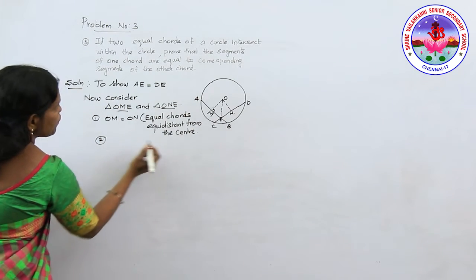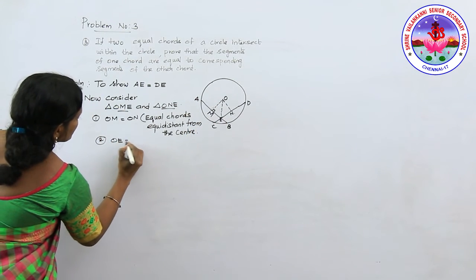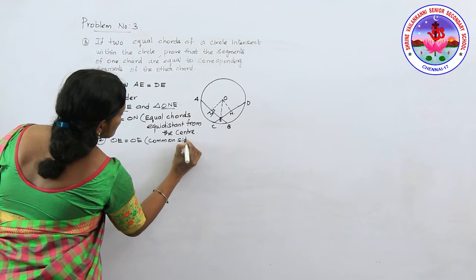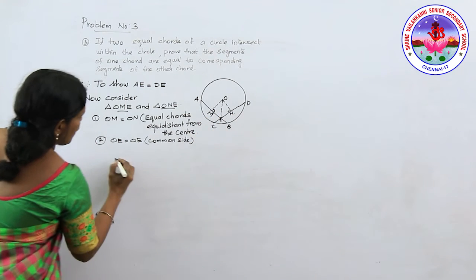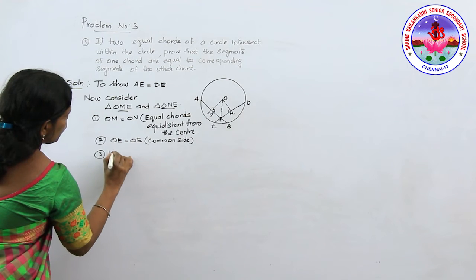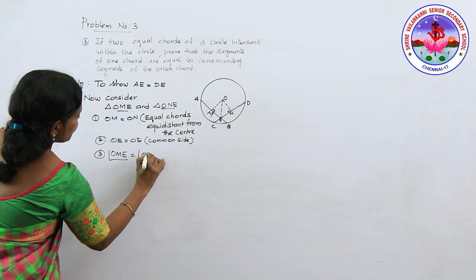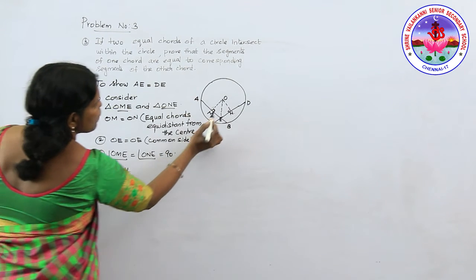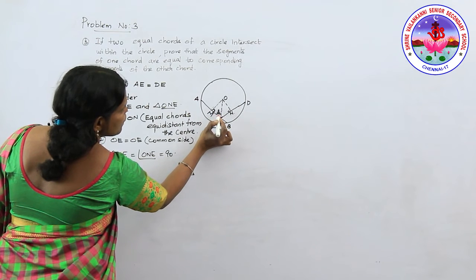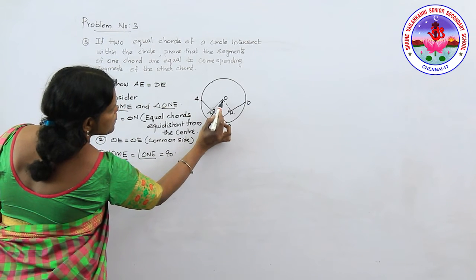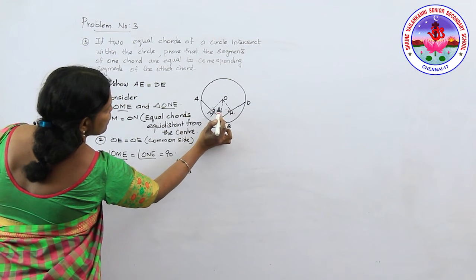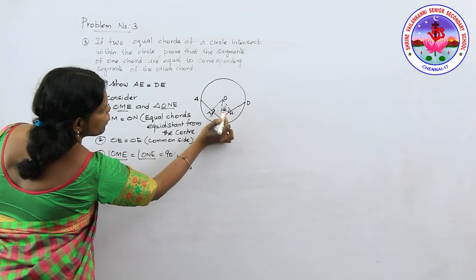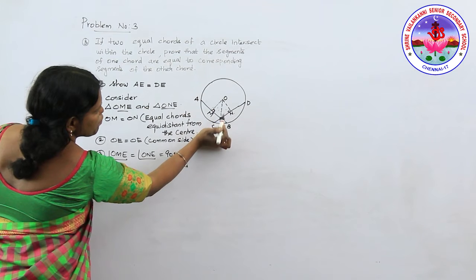Next point, I know that OE is a common side. Since this is perpendicular, I am writing angle OME is equal to angle ONE, which is 90. I can use RHS congruence, where RHS states that if the hypotenuse and one side of a triangle are equivalent to the hypotenuse and one side of the other triangle, then both the triangles are congruent to each other. Here I got OM and ON as one of the sides of the two triangles, and the hypotenuse OE.